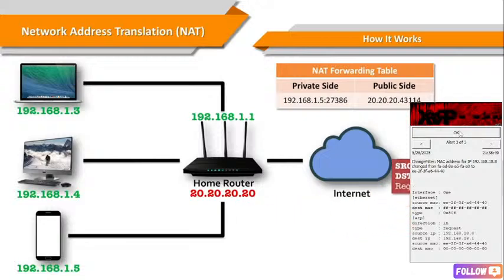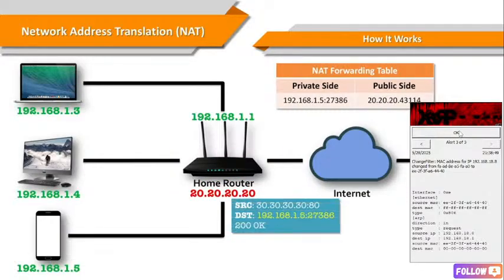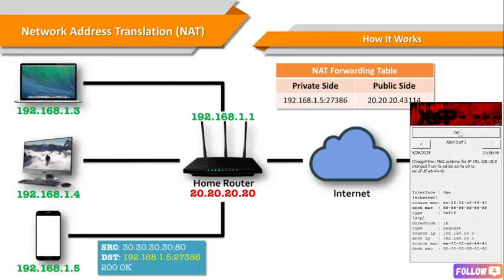So moving right along, the packet travels over the Internet and arrives at the web server. The web server creates a reply packet where the source IP address is itself and the destination IP address is the public IP address of the home router. When our home router receives a response, it looks at the NAT forwarding table and replaces the destination IP and the port according to the mapping inside the table. And finally, the smartphone receives the packet. Pretty cool, huh?